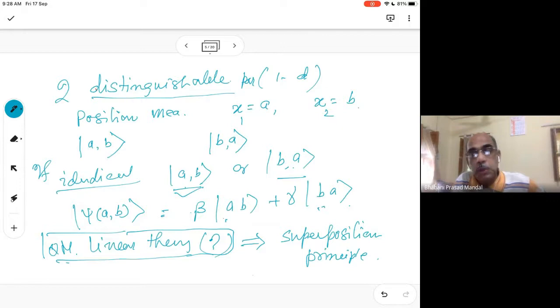So I can think that if the particles are identical, I make a position measurement, and I find one particle at A and another particle at B, then immediately I can think their wave function will be something like AB. I don't know exactly whether AB or BA, but I can take the linear combination because these are the two possibilities. Good.